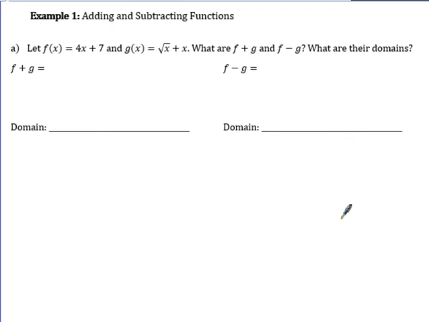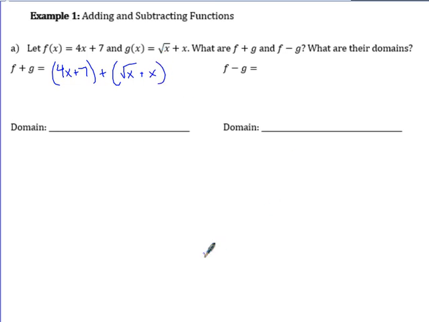The first example we're going to look at is adding and subtracting. So f of x is 4x plus 7. G of x is the square root of x plus x. And we're going to do f plus g. So I'm going to put them in parentheses: 4x plus 7, that's f, plus g, the square root of x plus x.